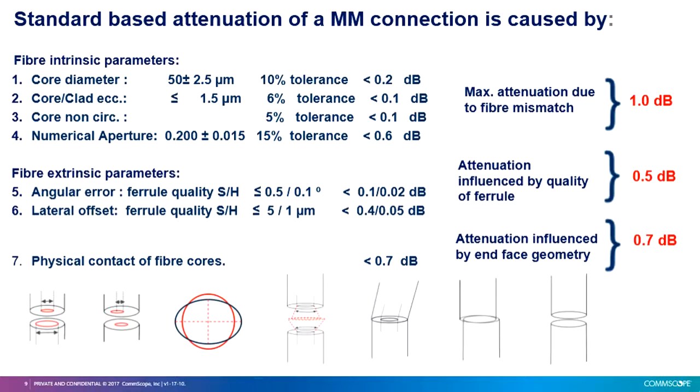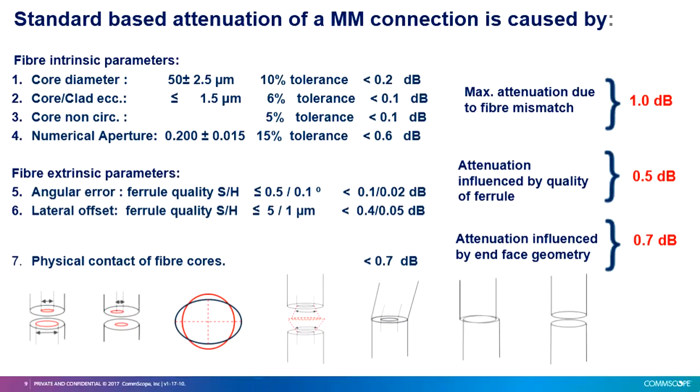So here you can see in this slide, this is standard-based attenuation for multimode connectors. It's caused by the standard. Below, you can see 7 different images. One is the core diameter, the first image. Then the core clad image. Another one is the core non-circular image. Another one is the numerical aperture, where we are launching the fiber power into the fiber. Then there is another type of parameter, which is the extrinsic parameter: the angular error, the lateral error, and the physical contact of fiber cores.